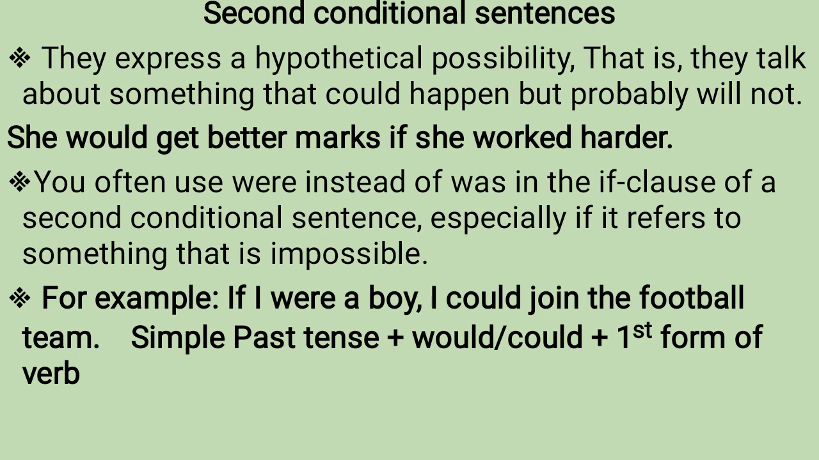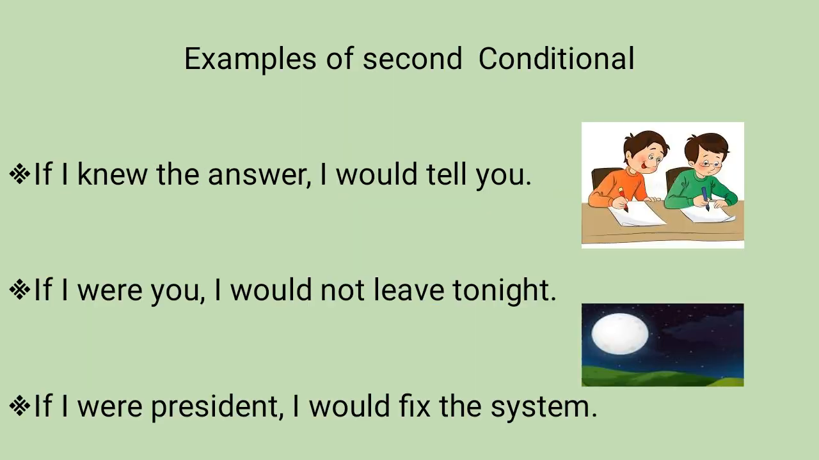We often use were instead of was in the if clause of the second conditional because it refers to something that is impossible. If the condition is impossible, you will use were instead of was. Here is an example. If I were a boy, it is an impossible condition, so you will use were here instead of was. I could join the football team. Are you getting me? So you will use simple past tense plus would or could plus the first form of the verb.